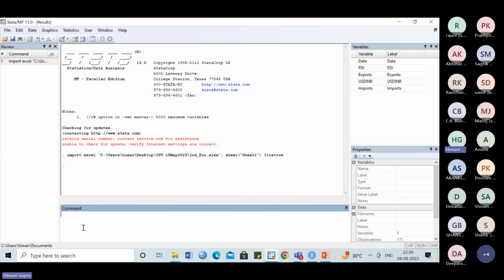Now, what should be my next command? Now I have to give instruction to Stata that this is my time series data. So tsset and your date.